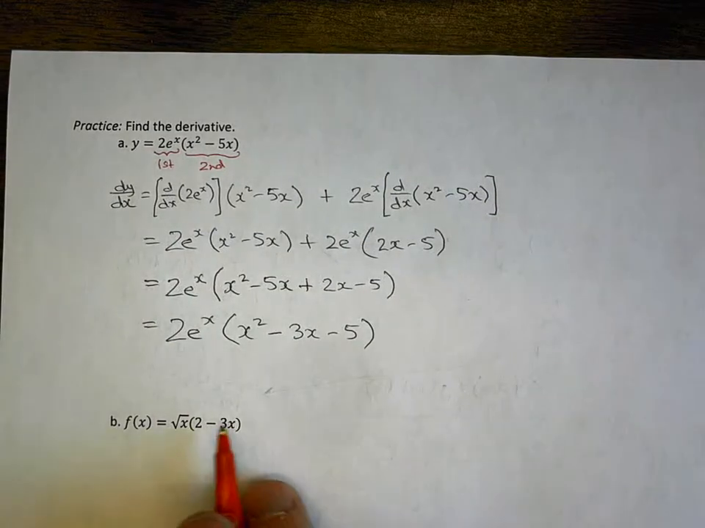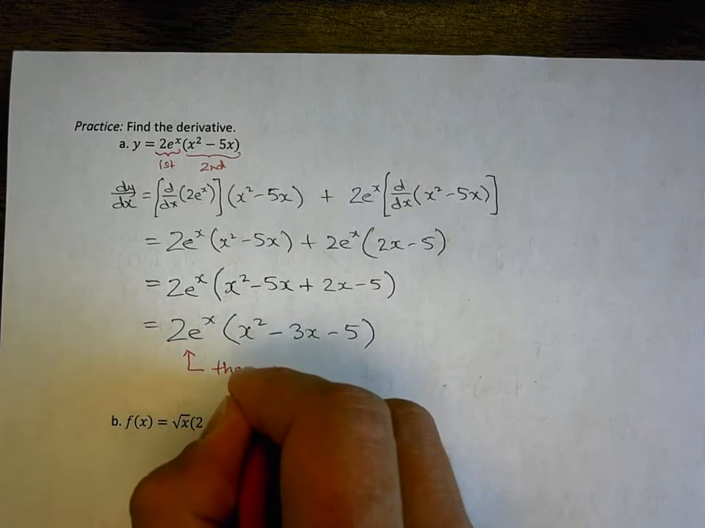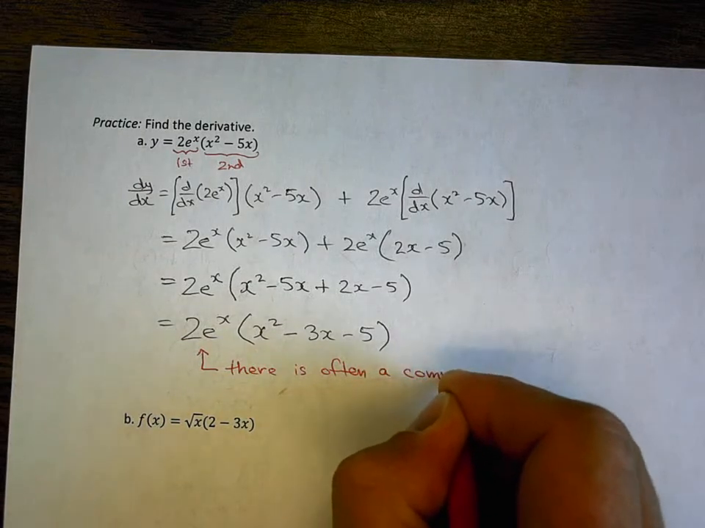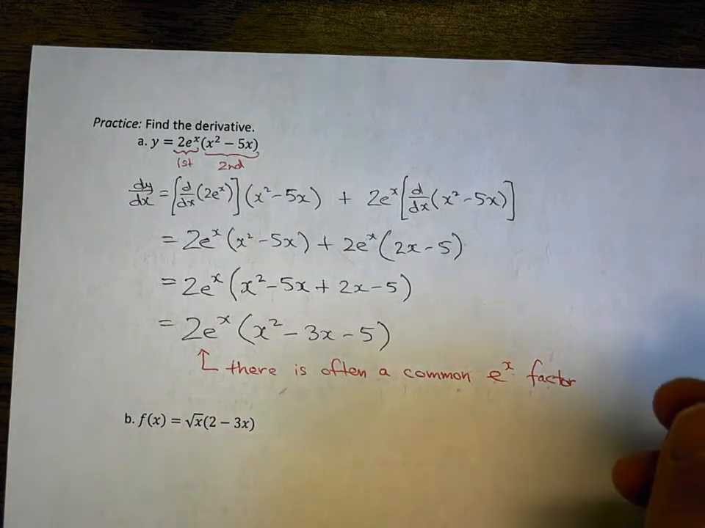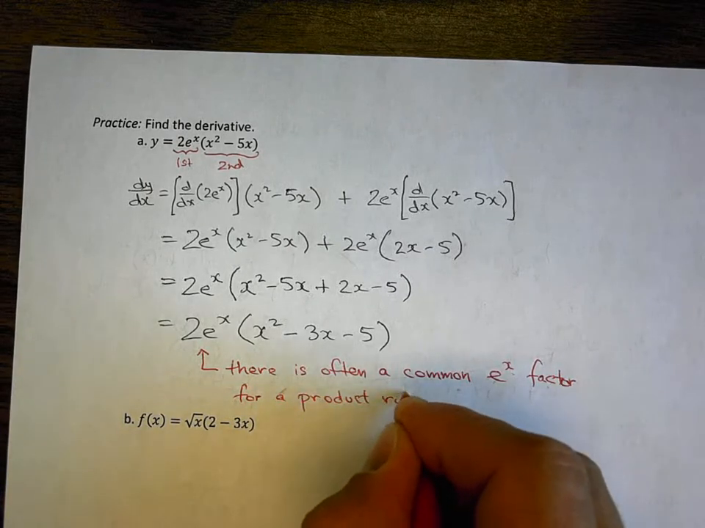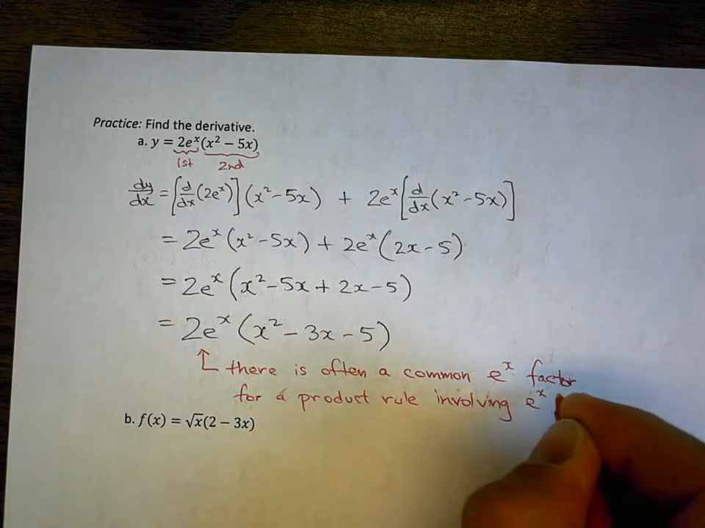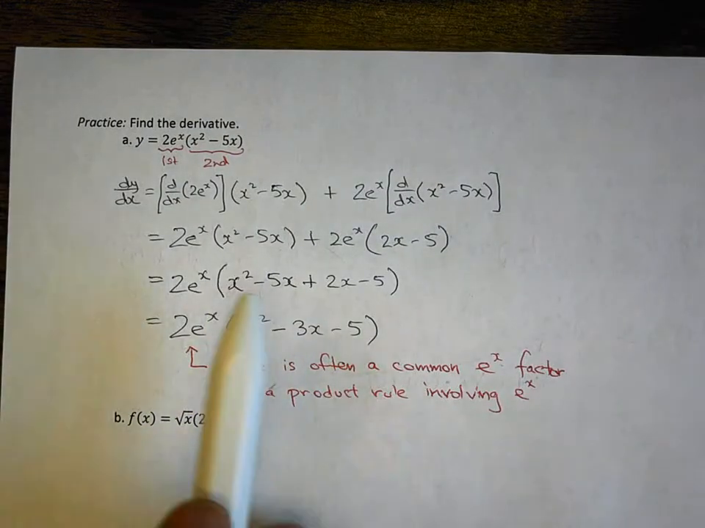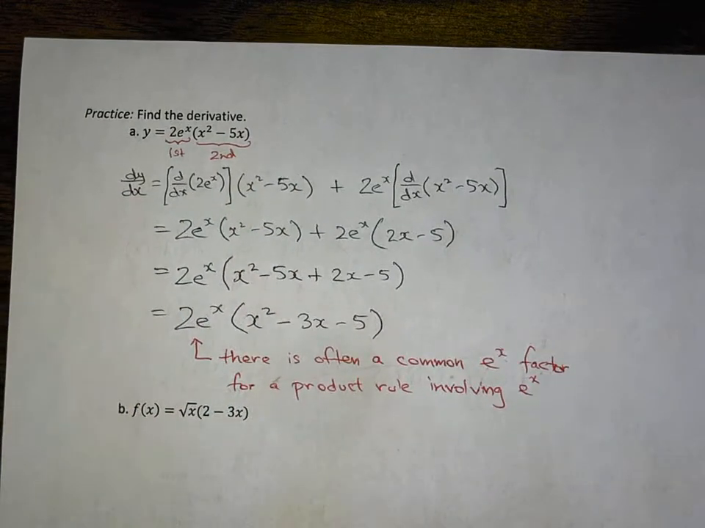So that's our derivative. And this is common when you have an e to the x. There is often a common e to the x factor for a product rule involving e to the x. So this is something you might see, this kind of pattern, when you have an e to the x question, because the e to the x keeps getting the derivative, but it doesn't change. So you find it in both terms. Let's do one more question.